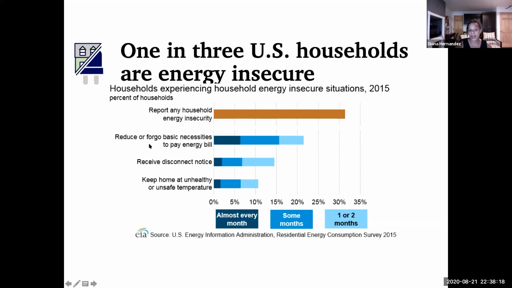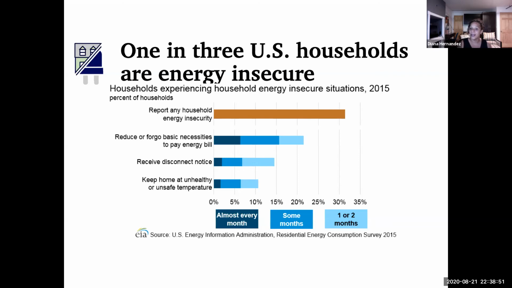And so you see that foregoing basic needs like food and medicine, that trade-off happens more often than keeping a home at an unhealthy temperature. But speaking of time, this is also happening for some families almost every month, and for other households, it's only happening conditionally or occasionally. This is an important issue because it means you have chronic energy insecurity for some households and conditional energy insecurity for other households.